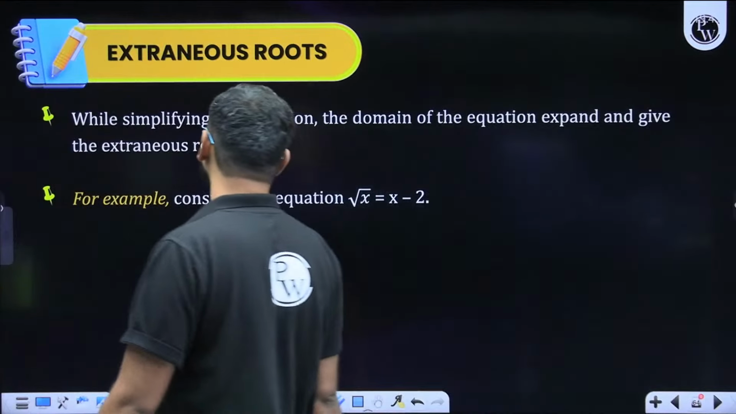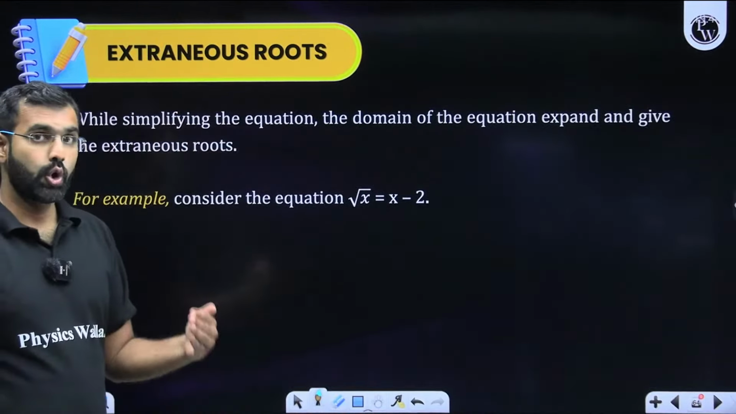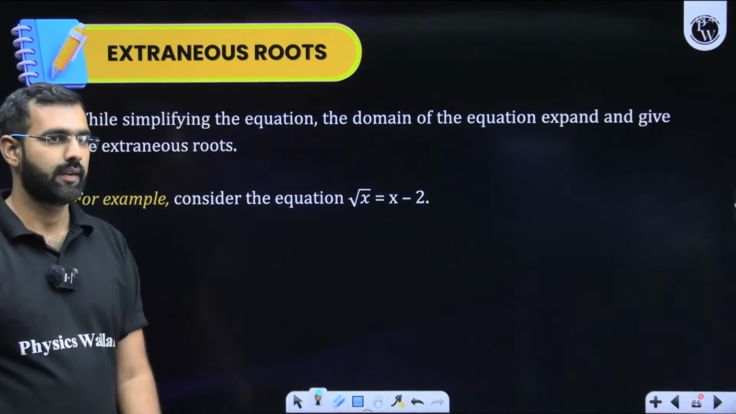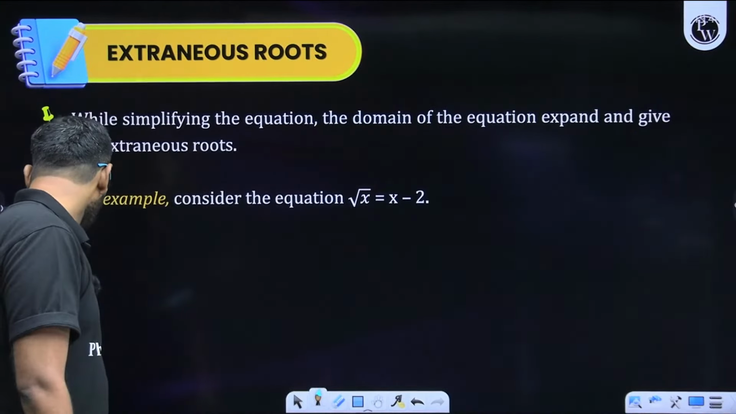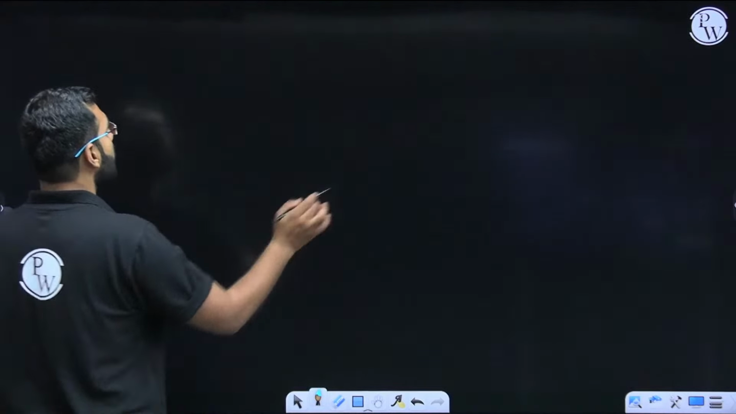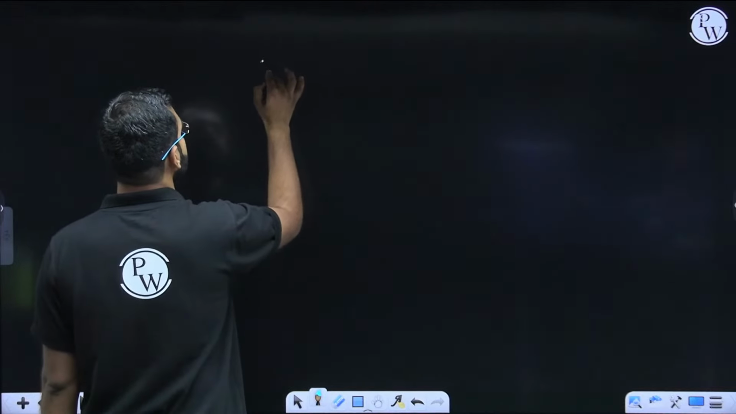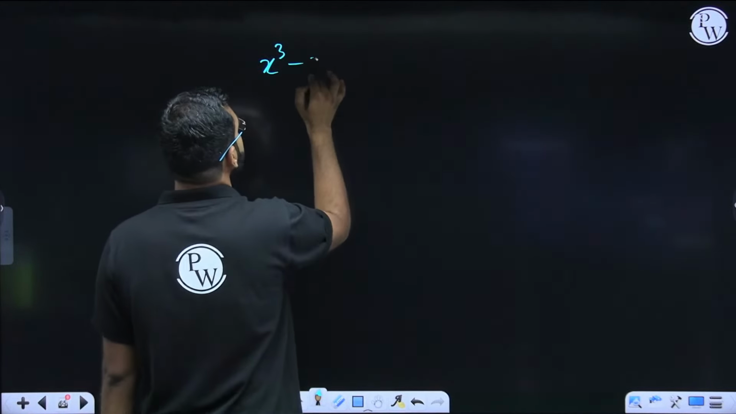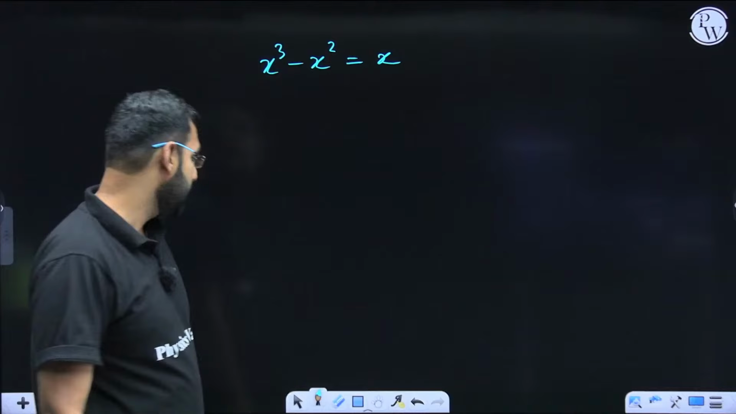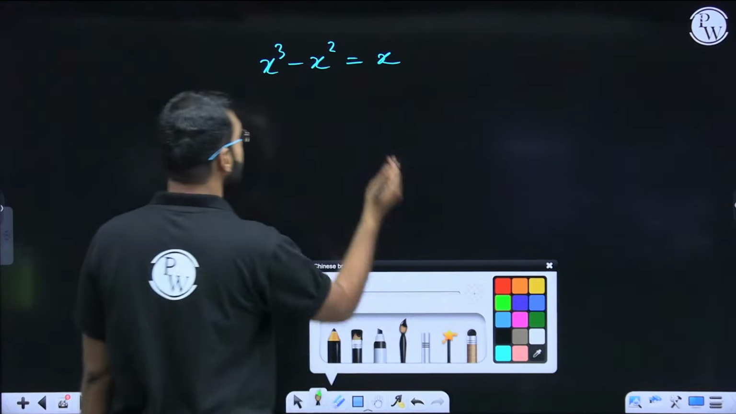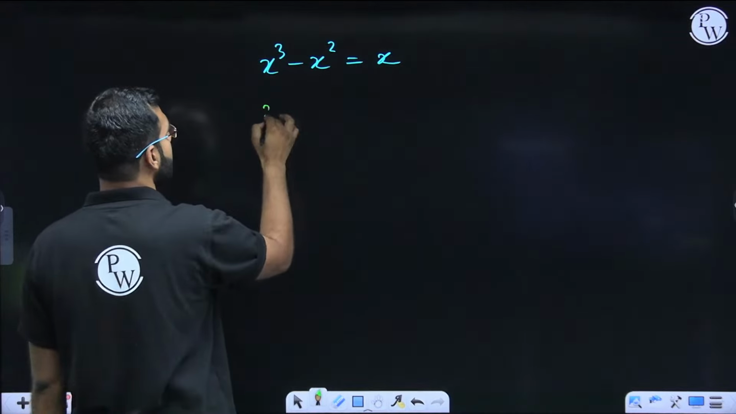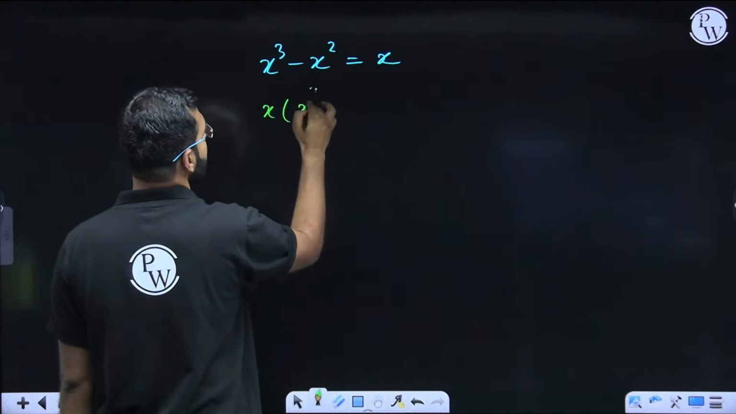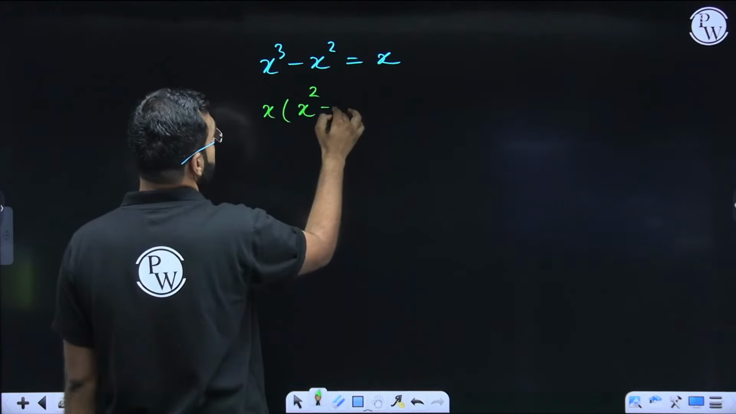Now let's talk about root loss and root gain. Let's talk about it in a very, very clear manner. Let's say I'm solving the equation x cube minus x square is equal to x. Now, when I solve this equation, let's say I'm taking x common. If I take x common, it will leave me with x square minus x. Or I could have taken x square common also.